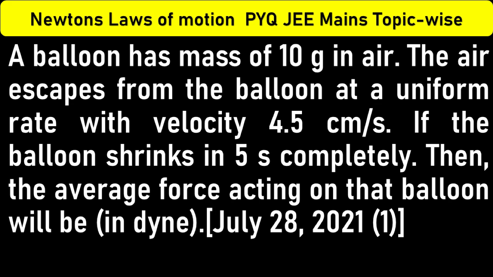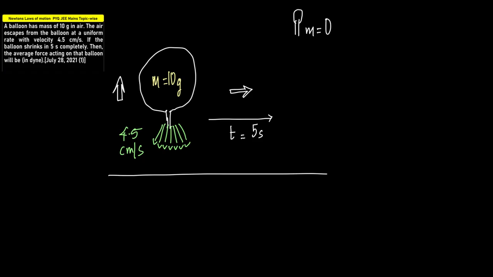If we were to visualize this question, this is a balloon here of mass 10 gram. It's going up, and the velocity with which the air is escaping is 4.5 centimeter per second. As it moves off, since air is escaping, the mass of the balloon will reduce, and eventually it becomes 0. This complete transition from 10 gram to 0 gram takes place in t equal to 5 seconds.